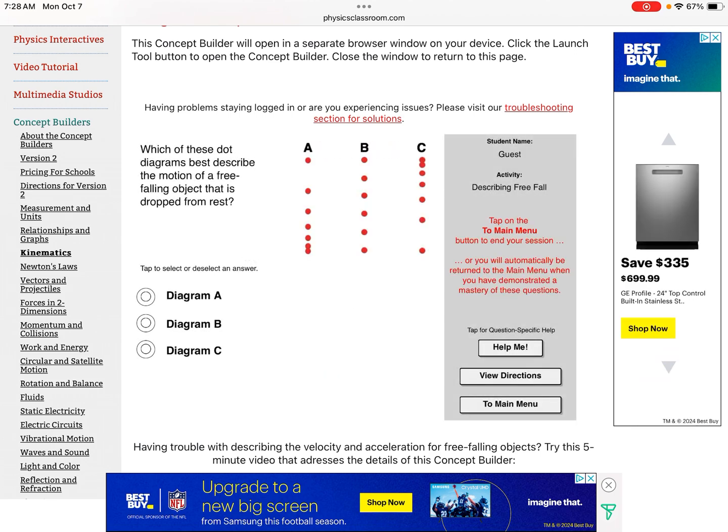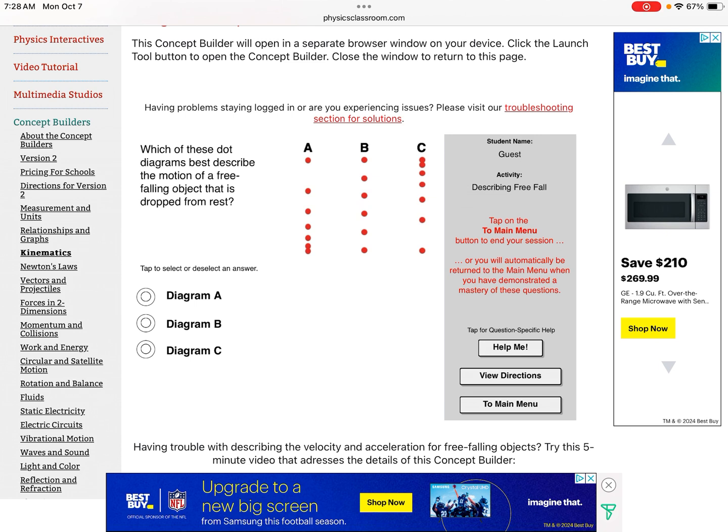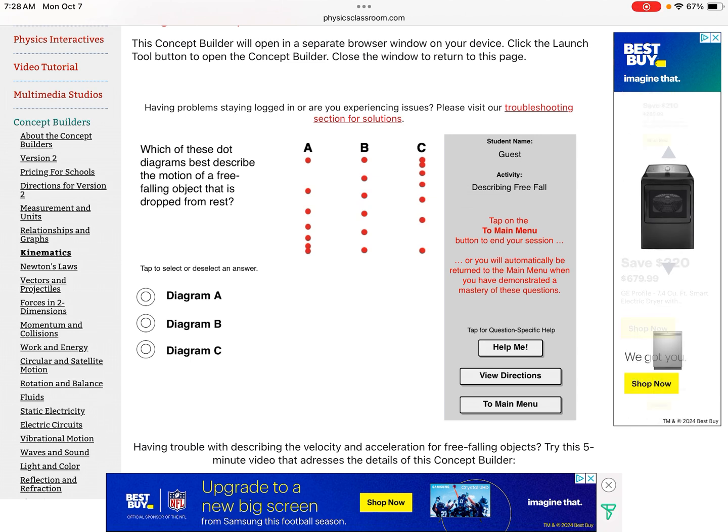All right, it's a dot diagram. Which of these dot diagrams best describes the motion of a free-falling object that is dropped from rest? If you drop something free-falling, it's going to increase its speed. Its speed will be changing. So which of these shows something that's increasing its speed? Is it going to be A, B, or C?